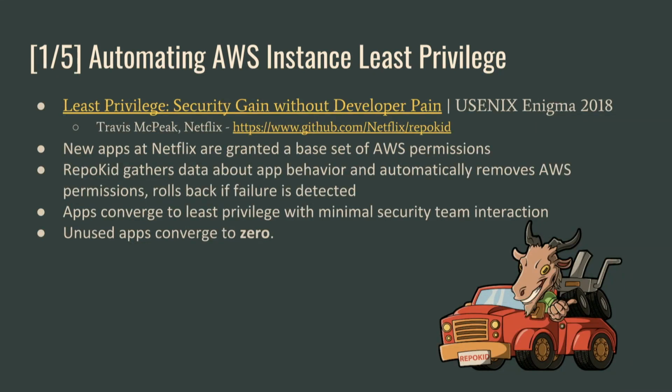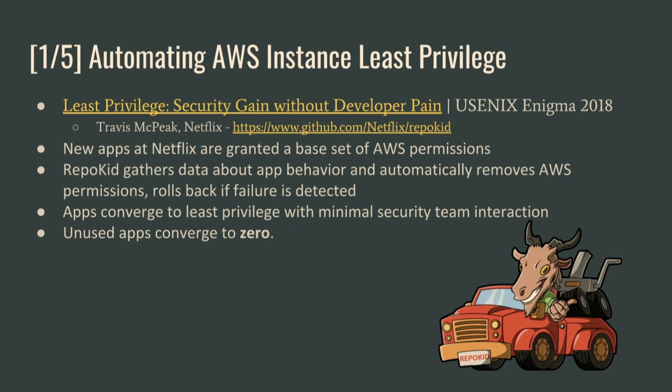OK, so the first is from Travis of Netflix. So the idea here is developers at Netflix can create new services without talking to the security team, and all of these services get a base set of AWS permissions. And what RepoKit does is it basically gathers data about how the app is behaving, and then periodically takes permissions away, and then watches the app to see if it fails.